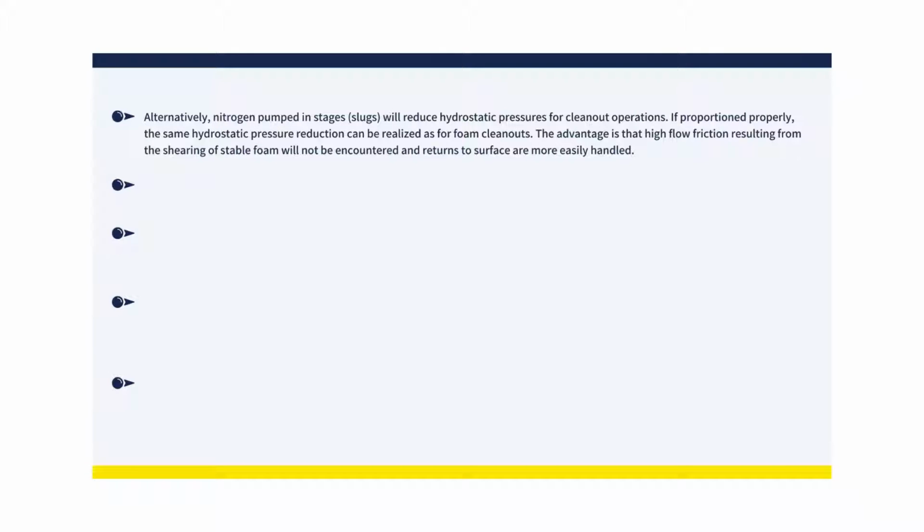Alternatively, nitrogen pumped in stages, or slugs, will reduce hydrostatic pressures for cleanout operations. If proportioned properly, the same hydrostatic pressure reduction can be realized as for foam cleanouts. The advantage is that high flow friction resulting from the shearing of stable foam will not be encountered and returns to surface are more easily handled.